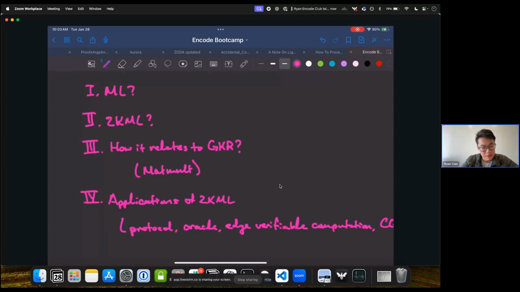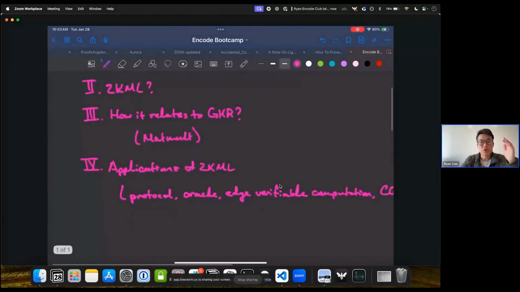We'll also dive a little bit into how GKR specifically, as a proof system in general, relates to machine learning. And then finally, we'll talk a little bit about the applications of zkML, or basically what zkML gets you such that you can build cool things with it. Okay, excellent. So that is the game plan for today.